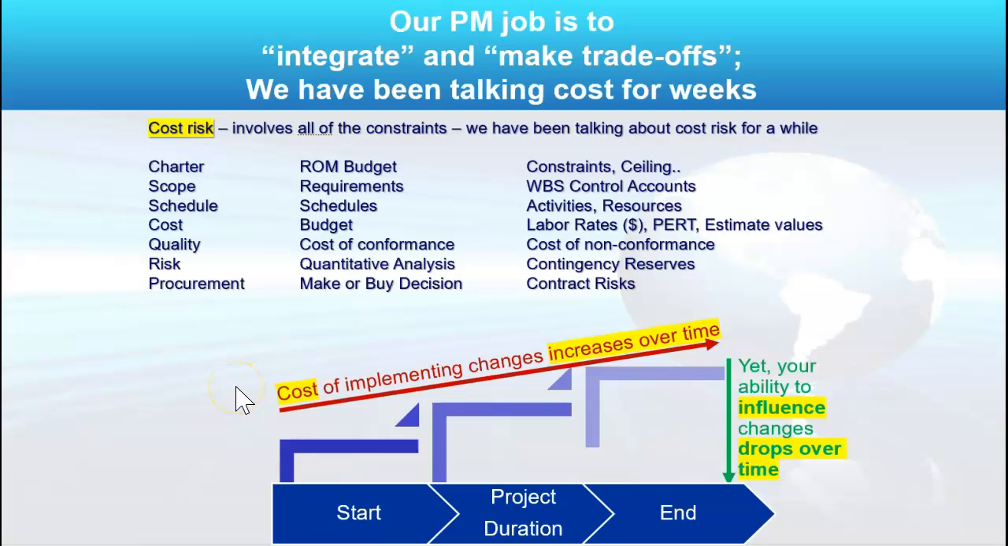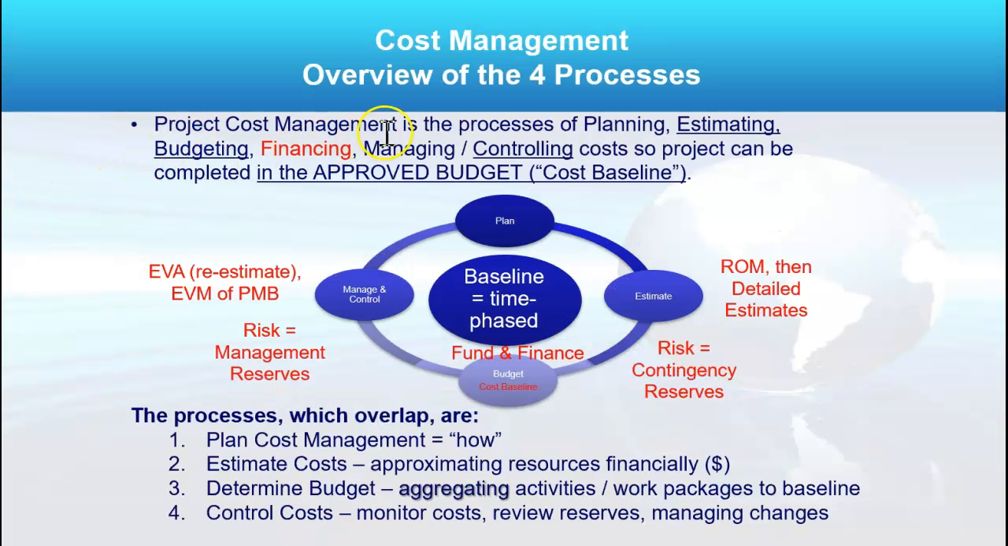Now, the picture at the bottom is meant to show you that what I want to do is get to my cost risks early. If I have to implement a cost change later in the project, it costs a lot more, and my ability to influence later on actually drops, as the project goes on over time. So to keep costs down with the risk and to ensure maximum influence, I want to assess and manage my costs early and upfront.